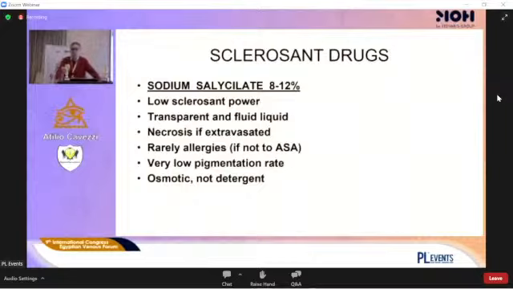It is probably the oldest of all the sclerosant drugs for the minor varicosities. Anyway, it has a low sclerosant power. It is transparent, very easy to manage. Of course, you can get allergy only if the patient is allergic to acetylsalicylic acid. And the pigmentation rate is the lowest among all these sclerosant drugs.